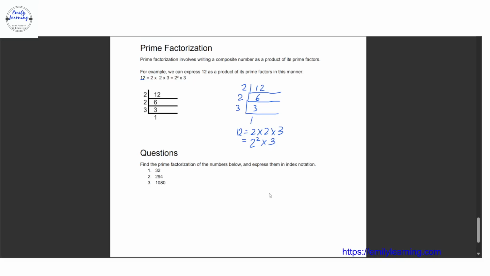All right, so now that I've gone through this example, I want you to try to write these numbers, 32, 294, and 108, in terms of their prime factors, and express them in index notation. So I want you to pause the video and try these questions. Once you're done, watch the video and check your answer.